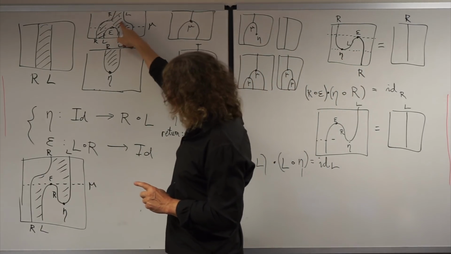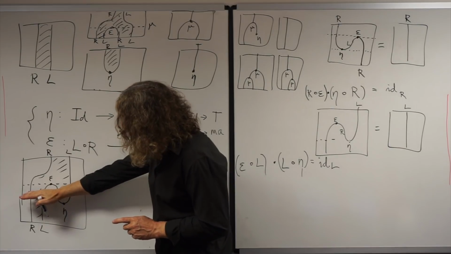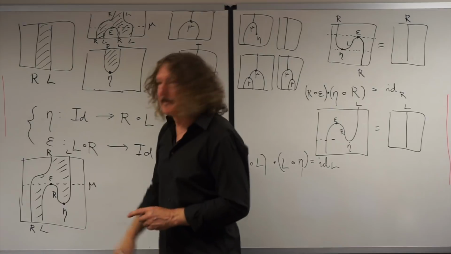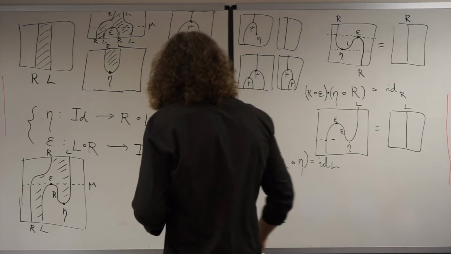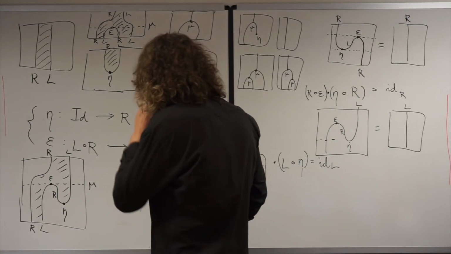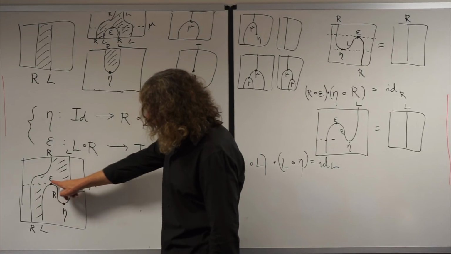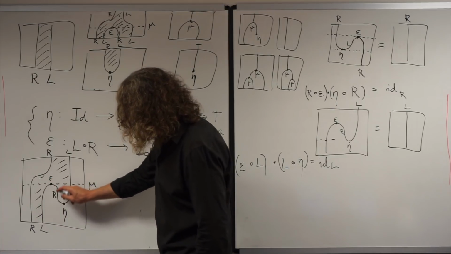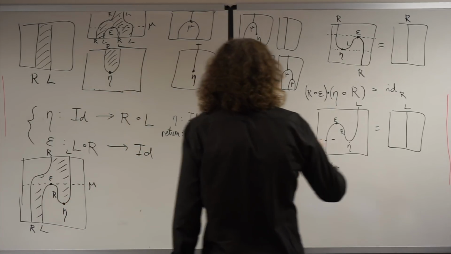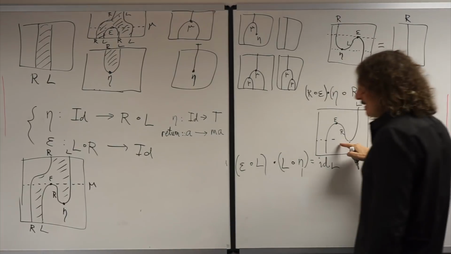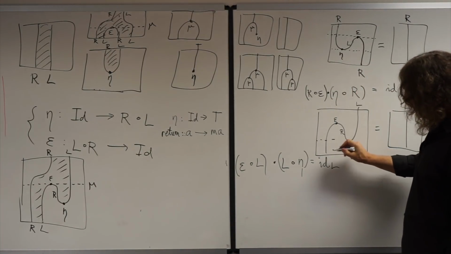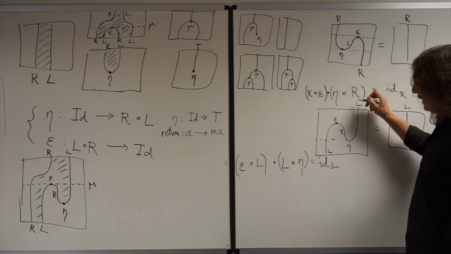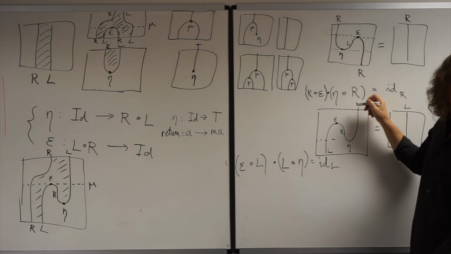This is our mu, this is our mu, this is our eta. And now look at this part. This is a snake. It goes from L to epsilon to eta back to L. Which one is this? It's this one. It goes from L through epsilon, eta, and L.